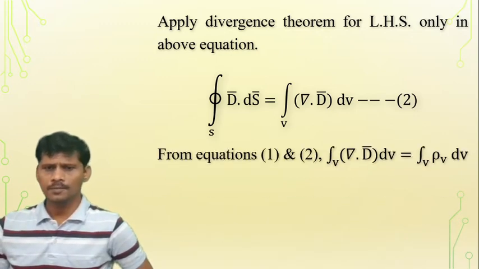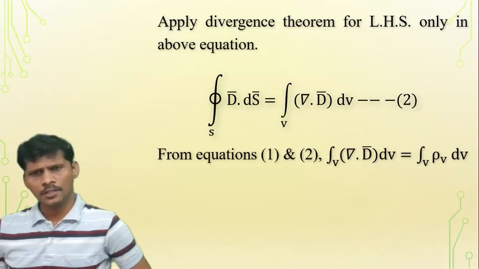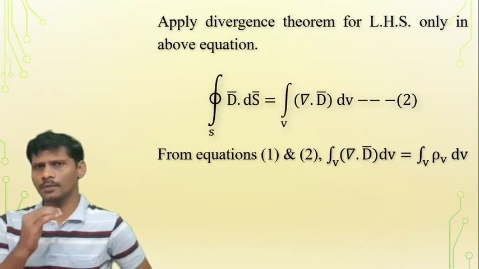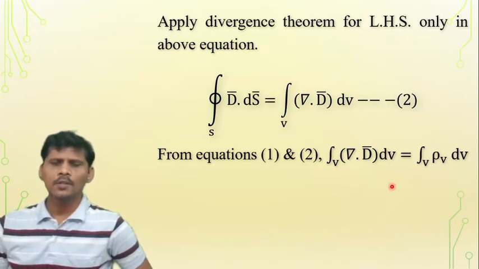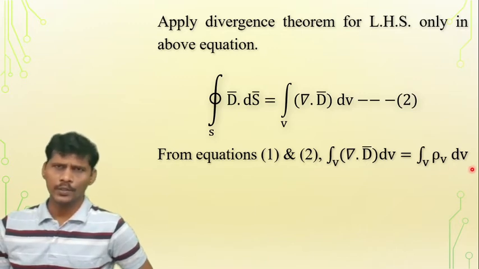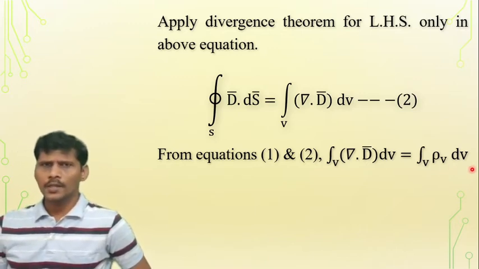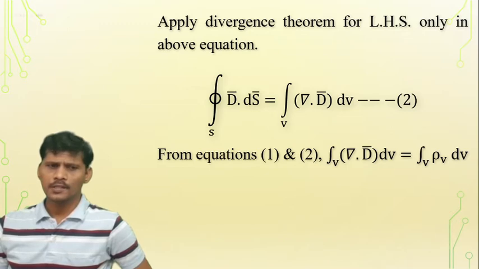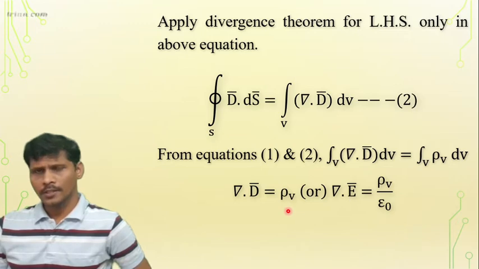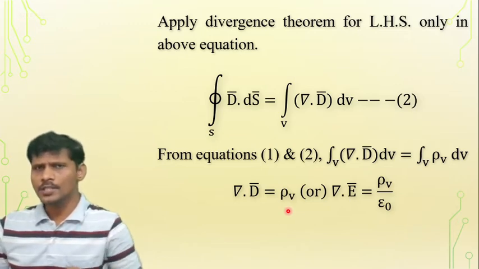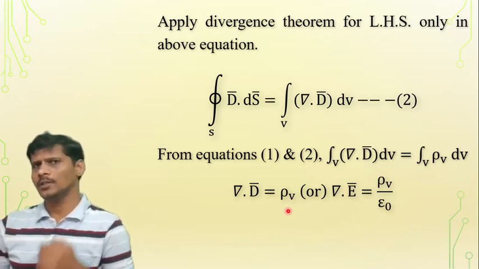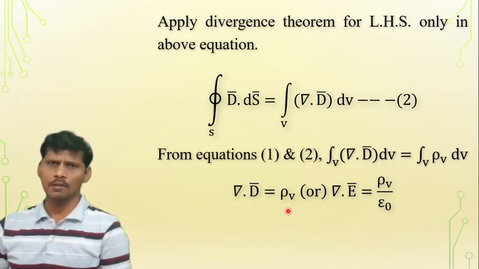Comparing equation 1 and equation 2, we get the volume integral of del dot D bar is equal to the volume integral of rho v into dv. On both sides, the integral is cancelled. We get del dot D bar is equal to rho v. So this is the relation between electric flux density and the volume charge density using divergence theorem and Gauss law.